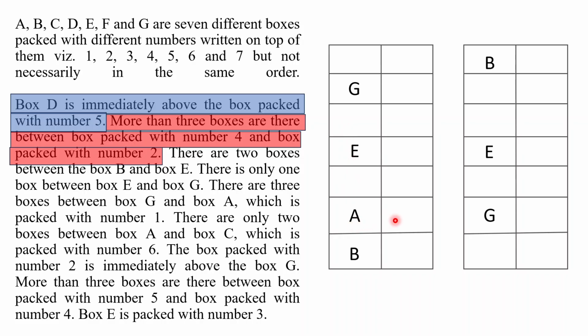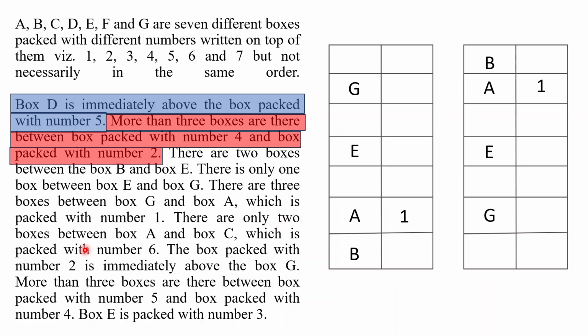Now A is assigned number 1. It is given in the statement itself. And in case number 2, G is placed above. We will place box A above box G, because we cannot place box A below box G in case number 2, there is no place. So we have placed box A above G and A is assigned number 1.